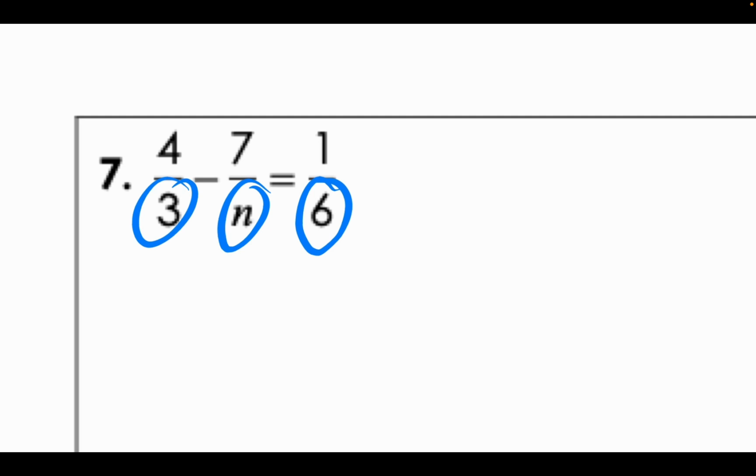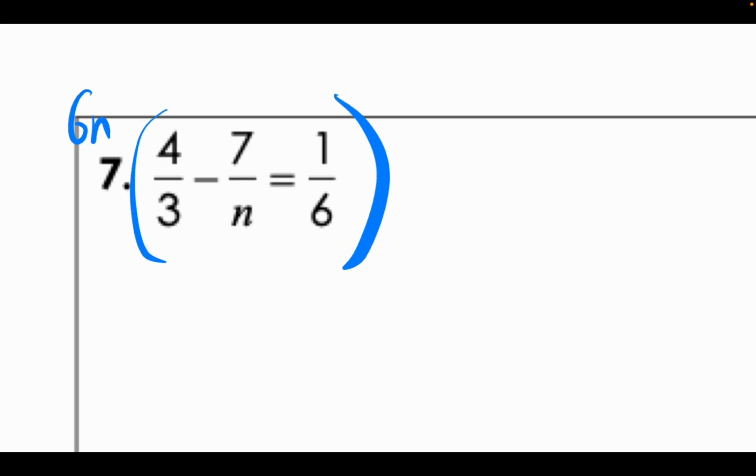And so 3 and 6 in numbers could both multiply up to 6, but we also have an n there, so it would be 6n. And so what we're going to do is we're going to multiply the entire thing by 6n. Now, some of us are going to benefit from writing this individually. The first one multiplied by 6n, the second one multiplied by 6n, and the third one multiplied by 6n.